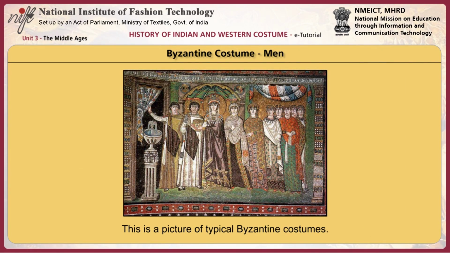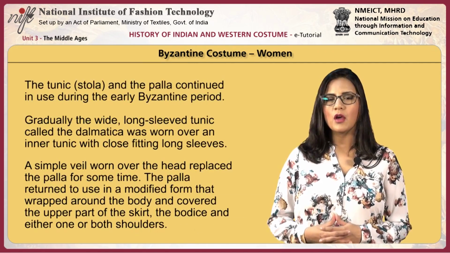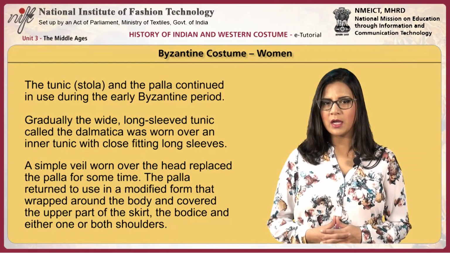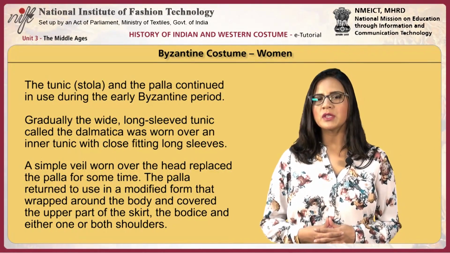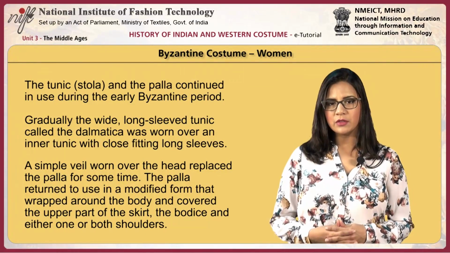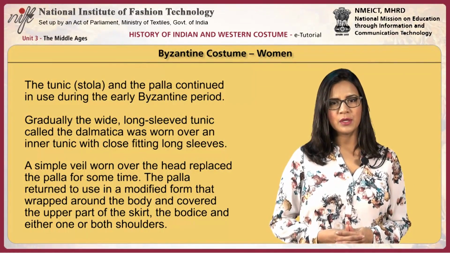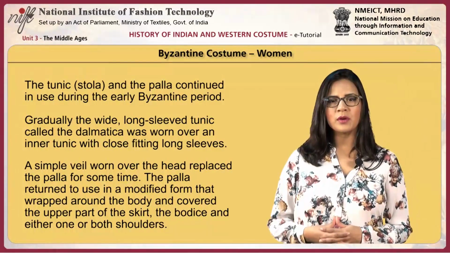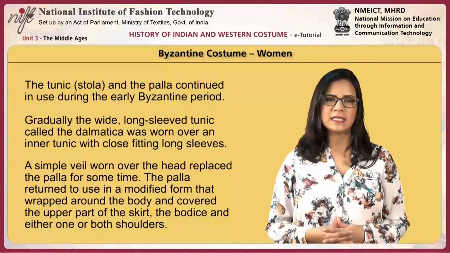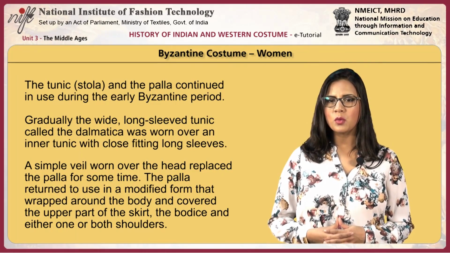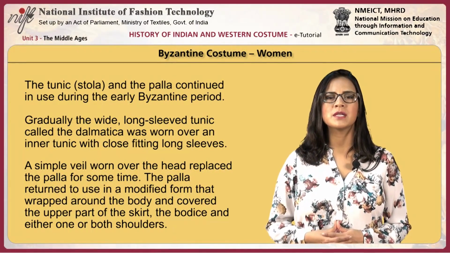Other head coverings included a Phrygian bonnet-like style and several versions of a high hat with an upstanding brim surrounding a high-crowned turban, a smooth, close-fitting crown, or a soft crown with a tassel at the back. For women, the tunic or stola and the palla continued in use during the early Byzantine period. Gradually, the wide, long-sleeved tunic called the dalmatica was worn over an inner tunic with close-fitting sleeves.